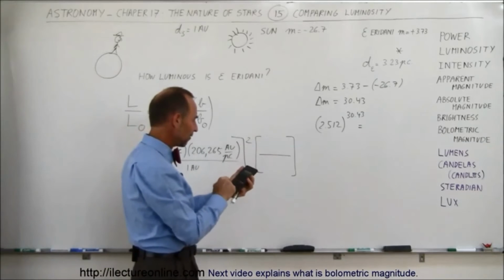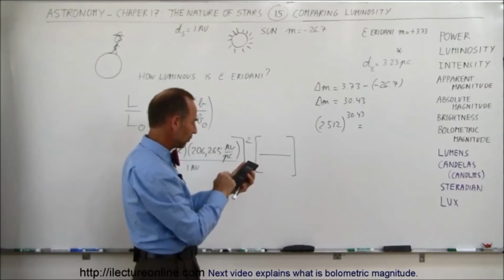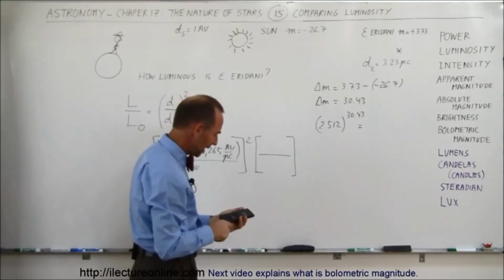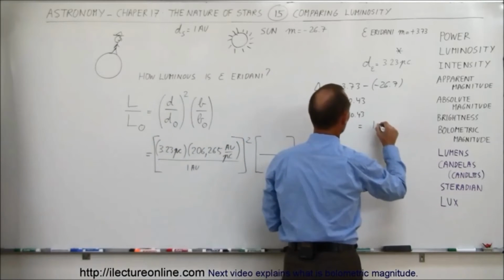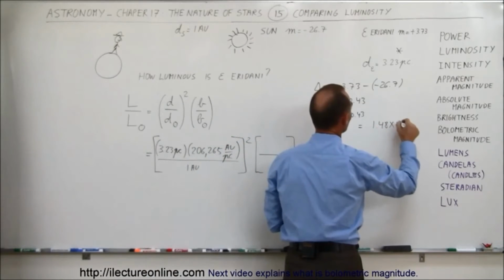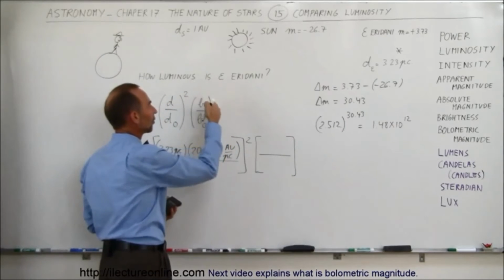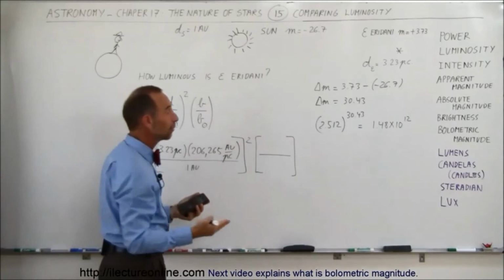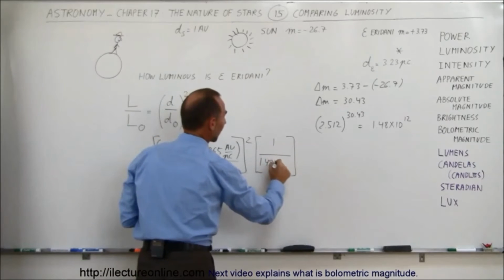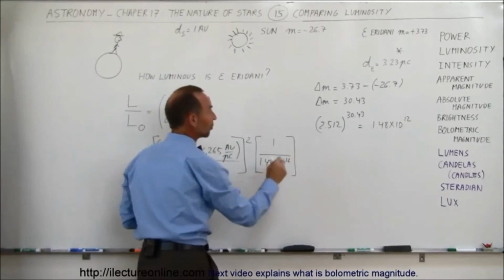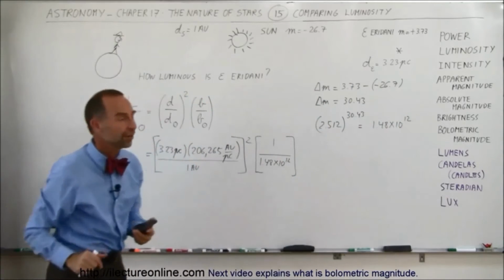So we have 2.512 raised to the 1.43 power. And what do we get? We get 1.48 times 10 to the 12th. So this is 1.48 times 10 to the 12th. And of course, if we now compare the brightness of the star to the brightness of the sun in relative brightness, we then put the 1 up on top and the 1.48 times 10 to the 12th on the bottom, because the sun appears this much brighter than epsilon Eridani.